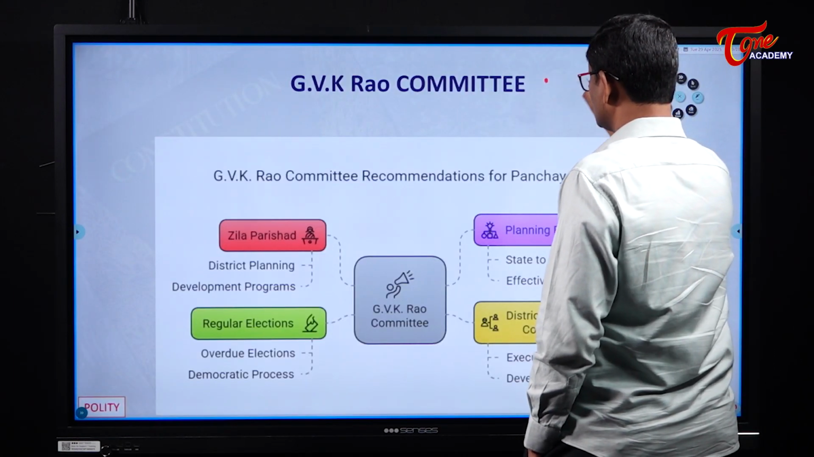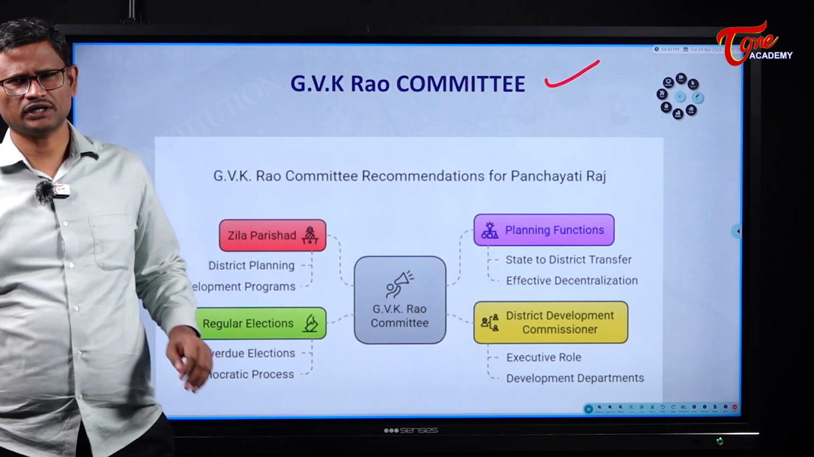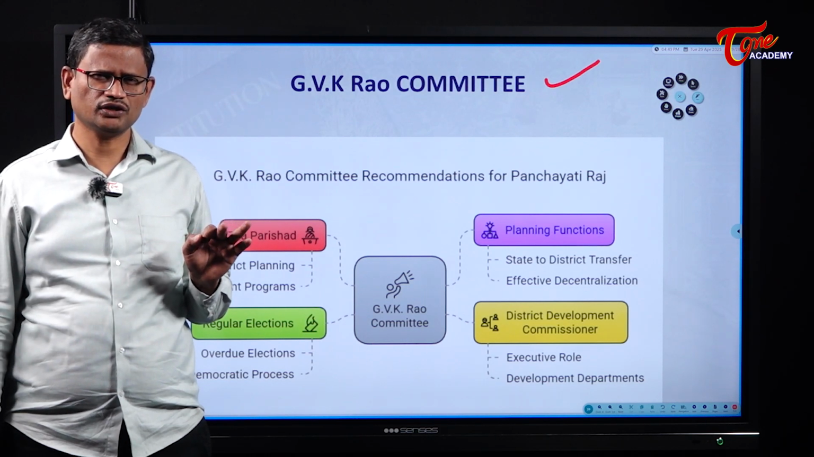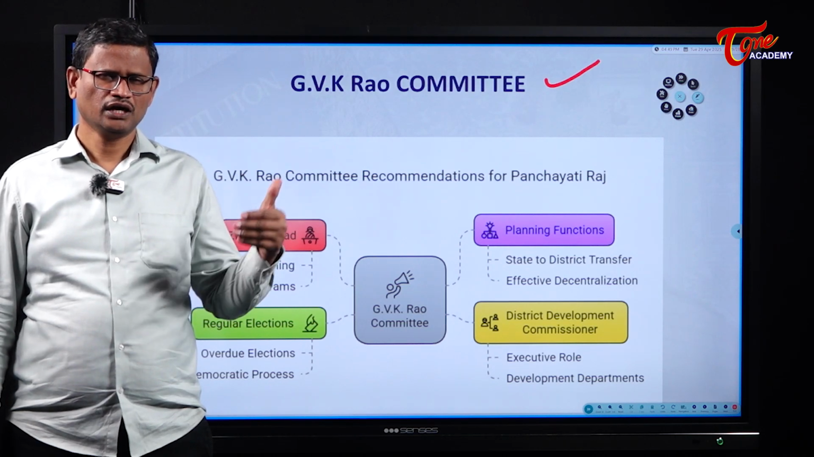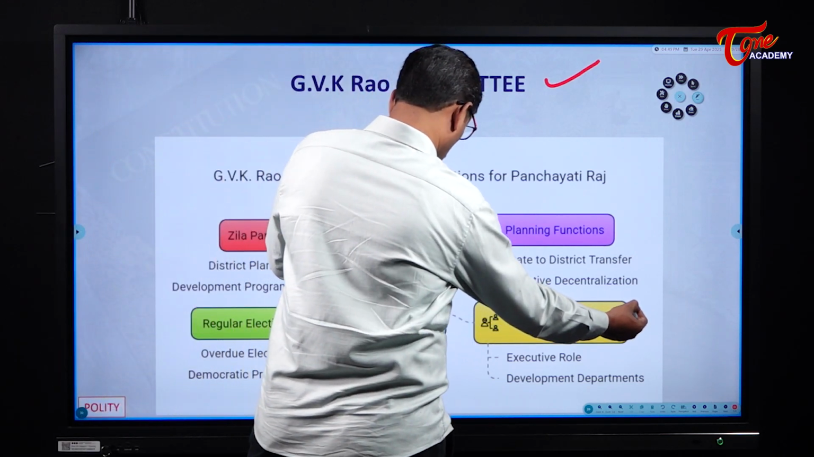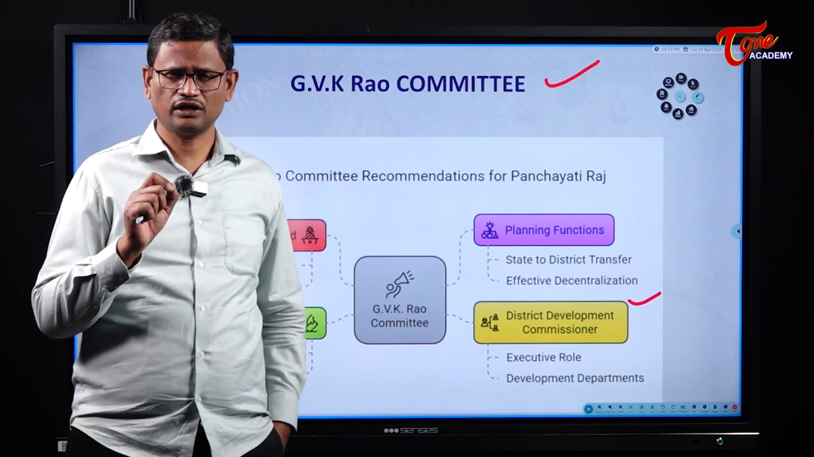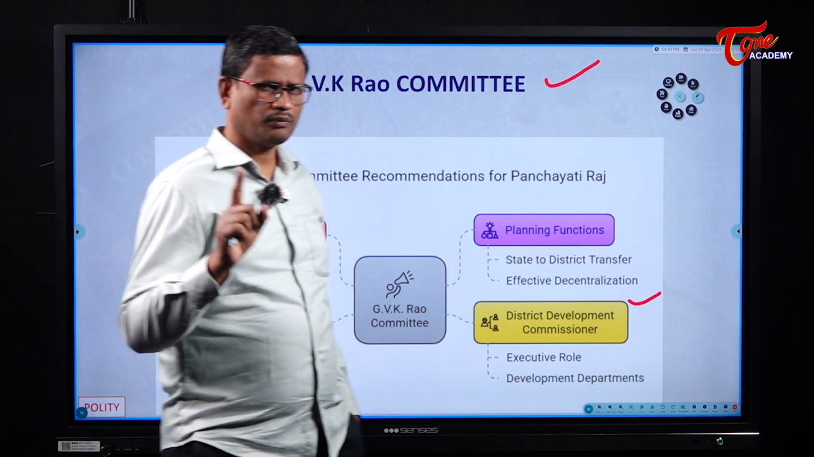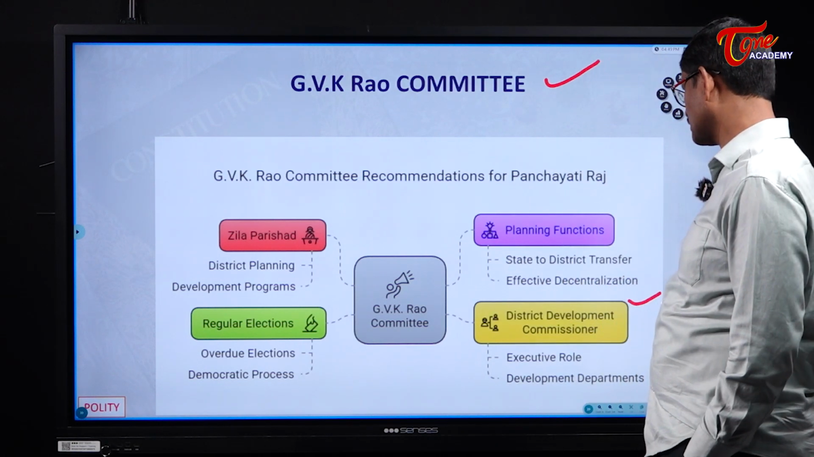The next one is the GVK Rao Committee. So, GVK Rao Committee has made the following important recommendations. GVK Rao committee says district is the ideal unit for planning and development. To take up planning and development, district is the ideal unit. It also said a district development commissioner should be the CEO, Chief Executive Officer of the Jilla Parishad. At the district level, planning and development should be entrusted to the Jilla Parishad, and the Jilla Parishad should have a CEO, Chief Executive Officer, who is called the District Development Commissioner.